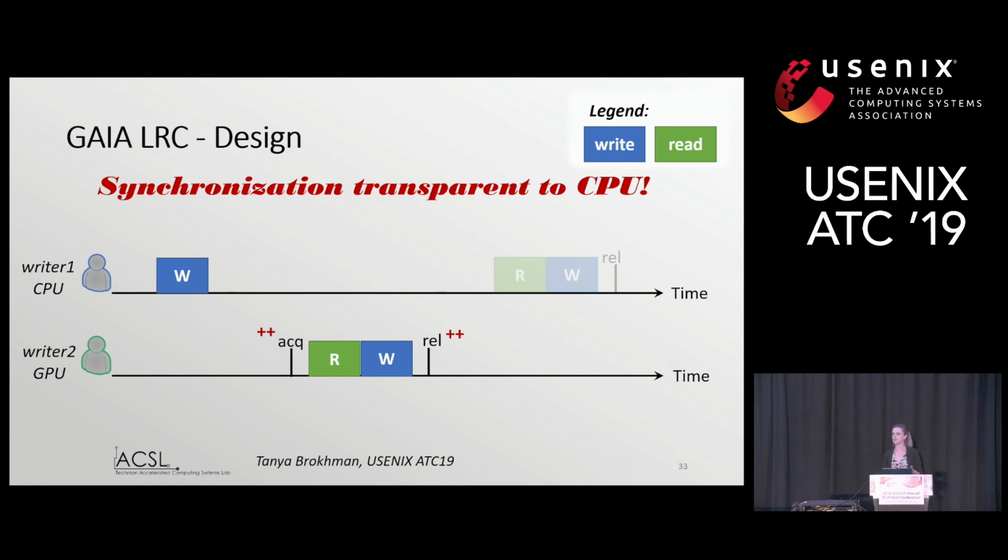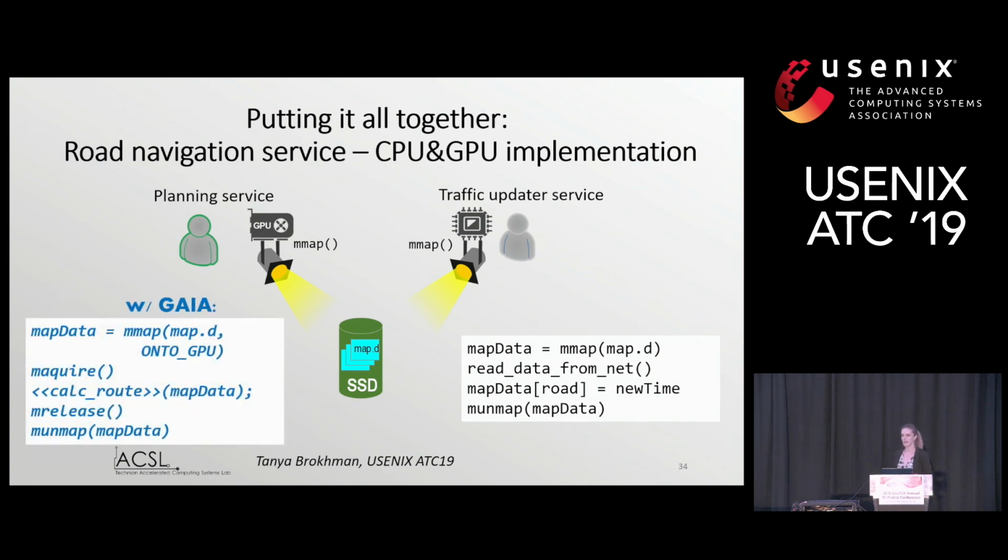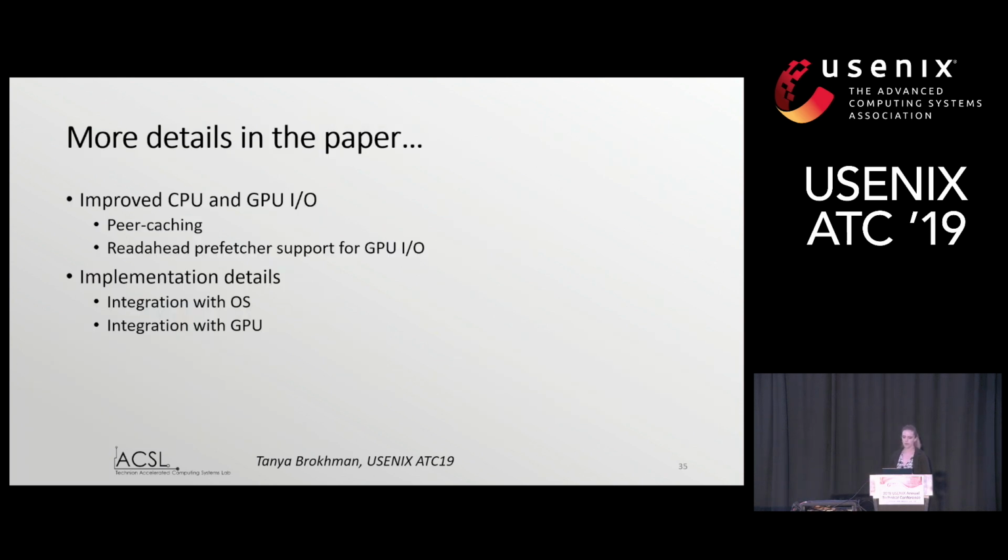Now let's put it all together and look at how our code for road navigation will look with GAIA. We can now just mmap the file and pass the pointer to the GPU kernel. And that's it. All the synchronization, disk access, and the copy between the memories is done transparently for us by the operating system. We have several more interesting features that enable us to improve CPU and GPU I/O in the paper, as well as implementation details we didn't go over today.